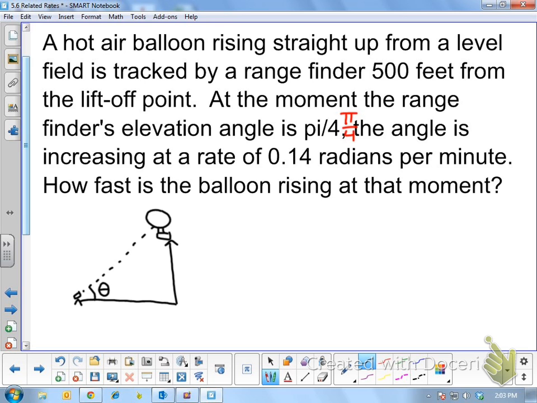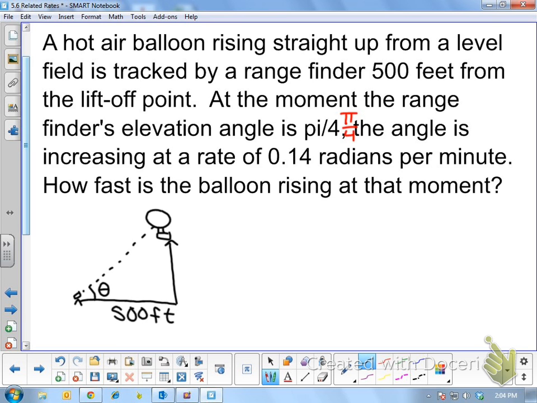Distance. Where would I put 500 feet? On the base of the triangle. We might think from the rangefinder to the hot air balloon, which is a possibility, but they specifically said from the liftoff point, not from where the balloon is currently at. So 500 feet from the liftoff point.